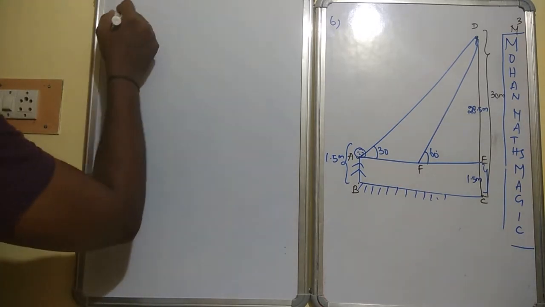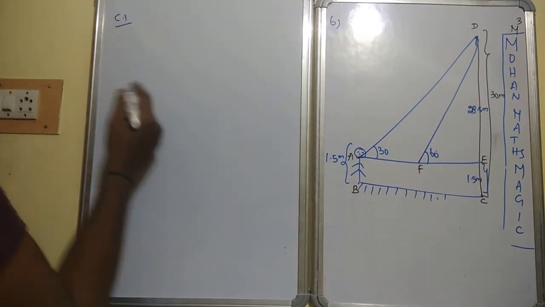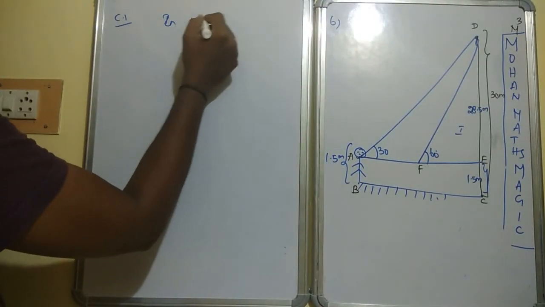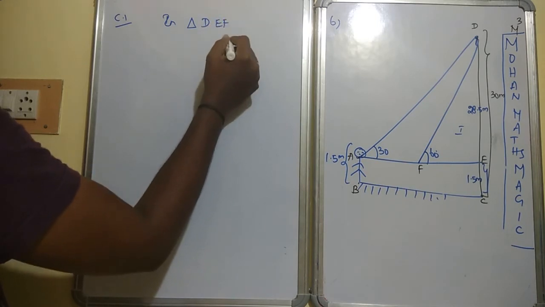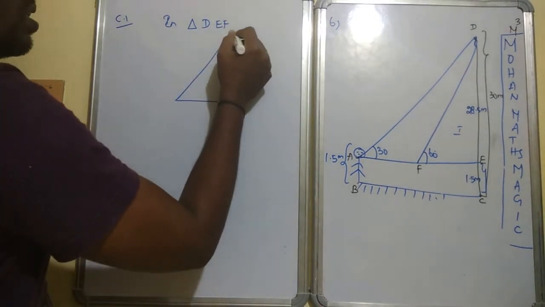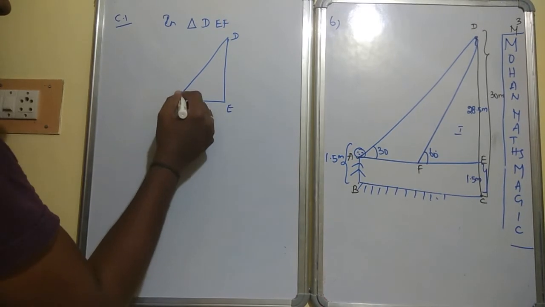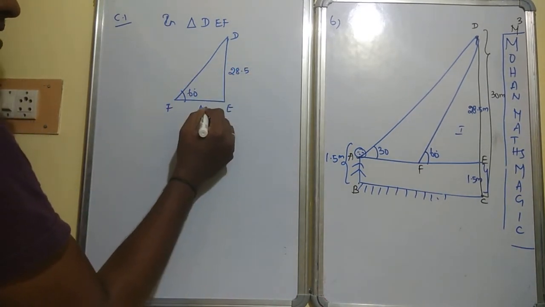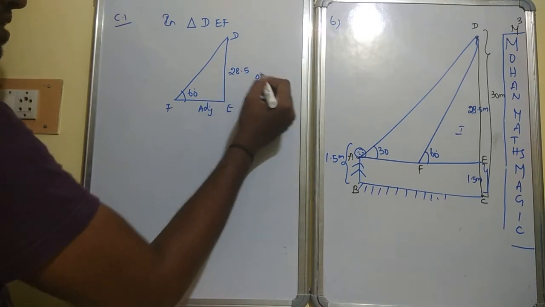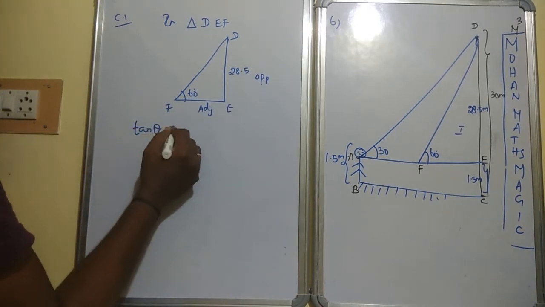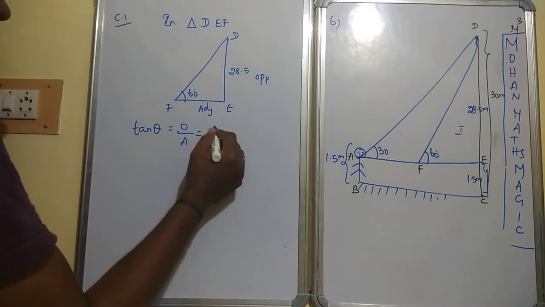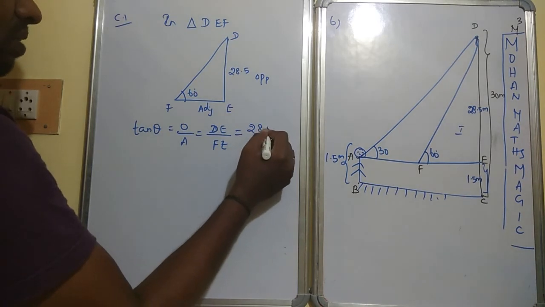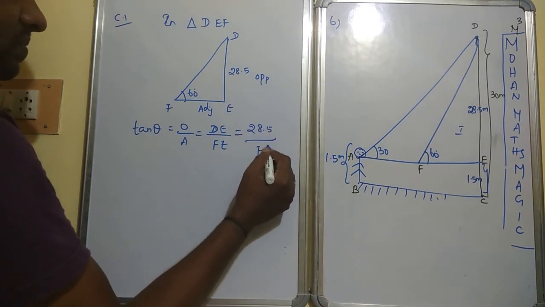Case number 1. Let me take the first triangle, a small portion. In triangle DEF, draw the triangle separately. This is D, this is E, this is F. This is 60 degrees, this is 28.5. I need the adjacent side; the opposite side is given. Therefore tan theta equals opposite by adjacent, that is DE upon FE. DE is 28.5, FE I don't know.